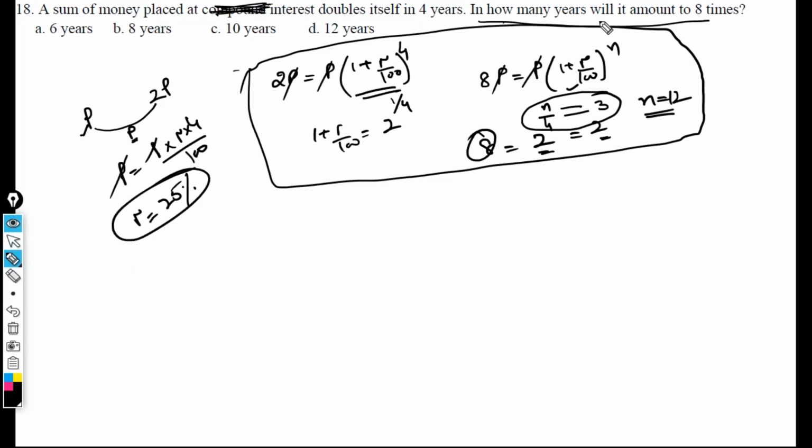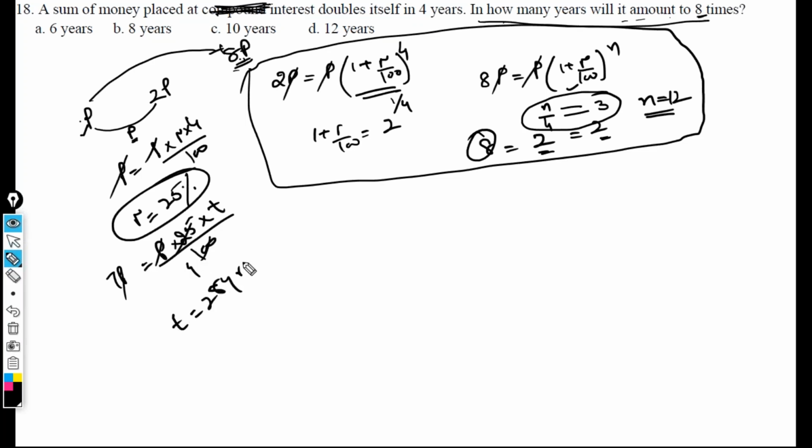So the question says in how many years will it amount to 8 times? So now I have to see that my amount should be 8 times. So the difference of these two is my interest, which is 7P equals P into R, which is 25, into T divided by 100. So P and P got cancelled out. 25 into 4 is 100. T comes out to be 28 years.